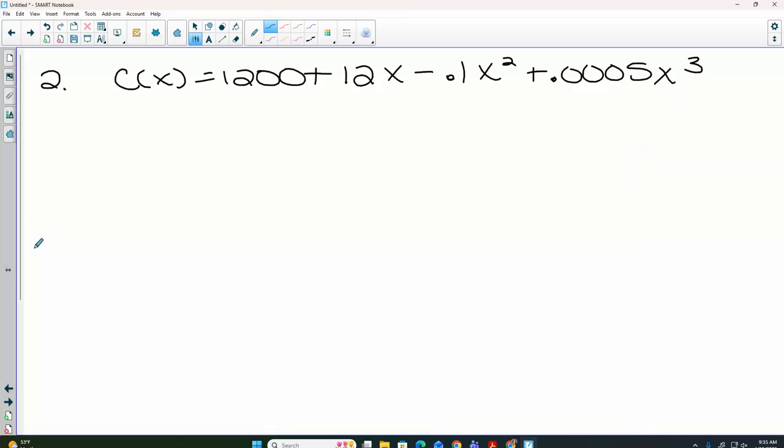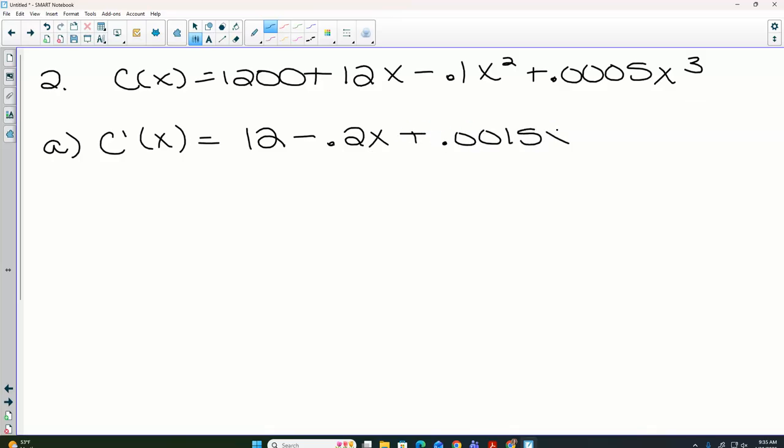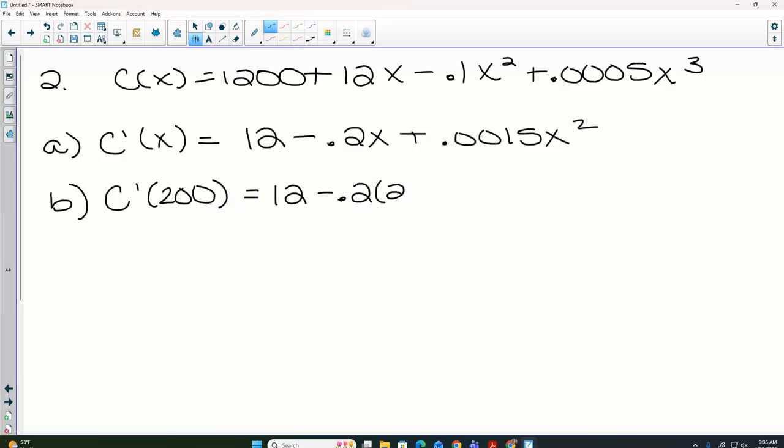So part A wants the marginal cost. How is marginal cost related to cost? Just the derivative. So 12 minus 0.2x. Part B, find C prime of 200, which just says you plug 200 in for your x's.